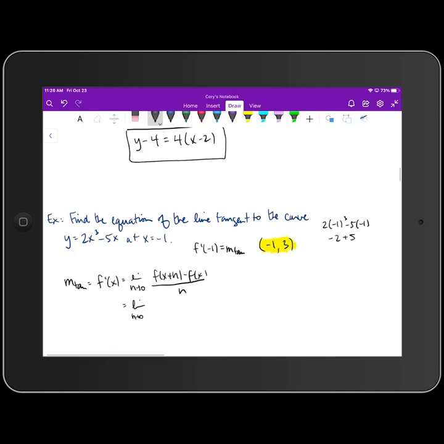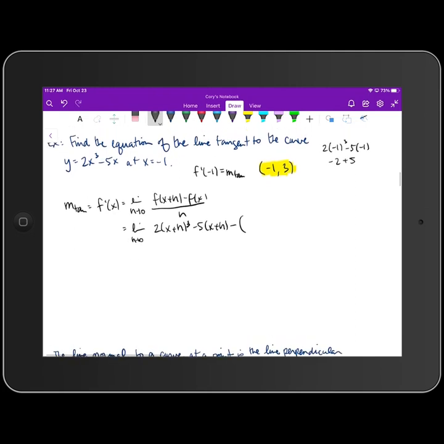Okay, which is the limit as h goes to 0. So f of x plus h will be 2 times x plus h cubed minus 5 times x plus h, minus, we have to subtract the entire function f of x. So that's going to be 2x cubed minus 5x all over h.